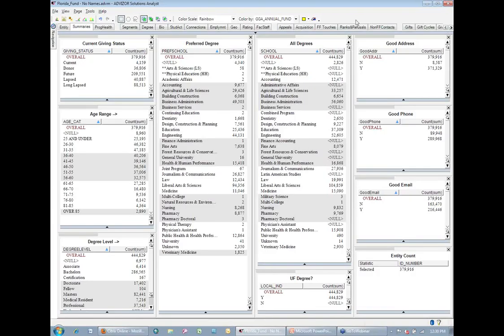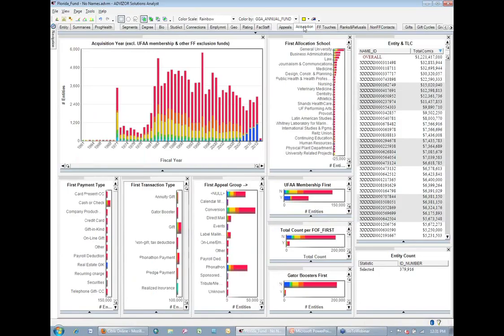So I'm going to go ahead into this section where it says appeals and acquisition, and I'm going to click on my acquisition page. I do have a page that's designed specifically for showing how and when people were acquired. Now, to be acquired by the Florida Fund is a little different. I'm sure every institution has their own way of deciding what acquisition means.